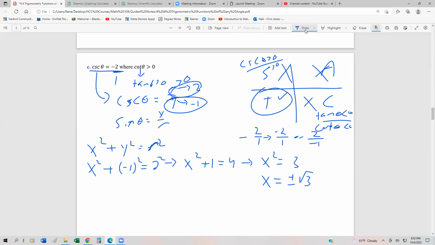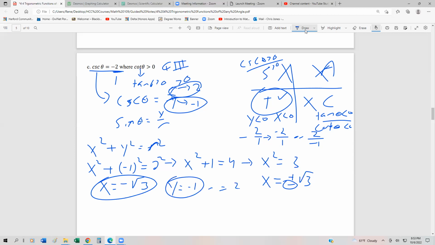Now, we know that we're in quadrant 3, so what we might want to do is just say that this is valid in quadrant 3. And we know in quadrant 3 that x is less than 0 and y is less than 0. So that means that we have to pick the negative version of this. So x is going to be -√3. And from before, we said that y is -1, and we know that r is 2.